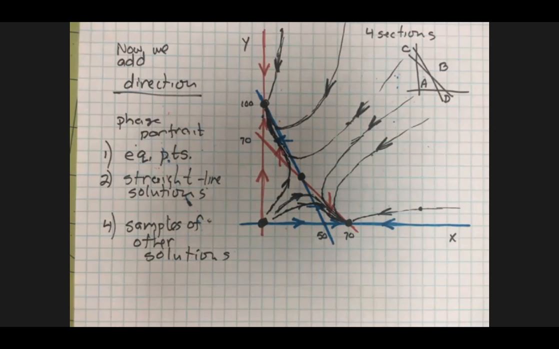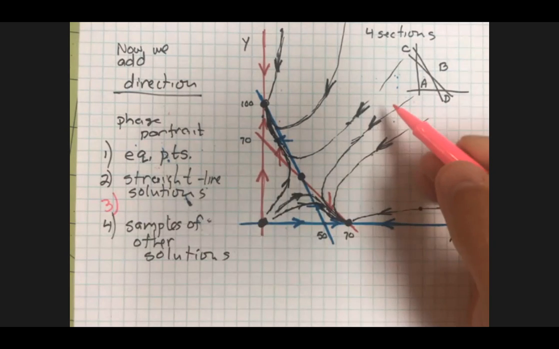And you see that I skipped number 3. I need a special color. Let's go with pink. Pink might be close to red. Orange might be close to red. Let's go with pink.